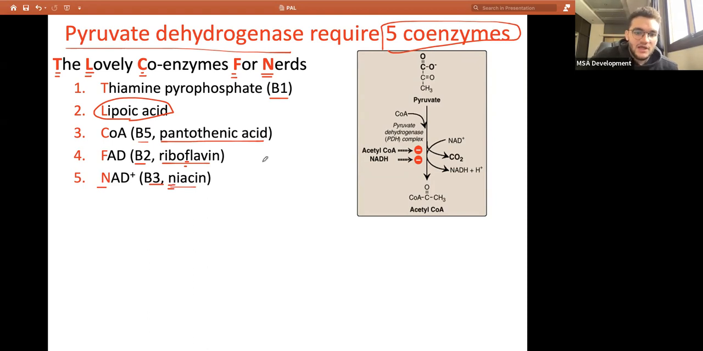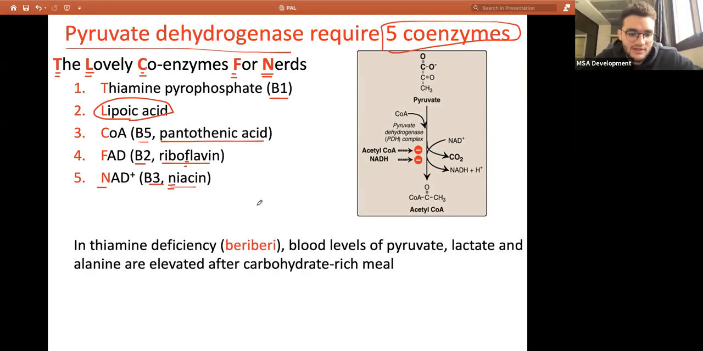All right. Okay, so as I said, let's say we have a disease called beriberi disease. Now, what happens in beriberi? In beriberi we have thiamine deficiency, and we said if thiamine, or one of these coenzymes, is deficient, is PDH going to work or not?